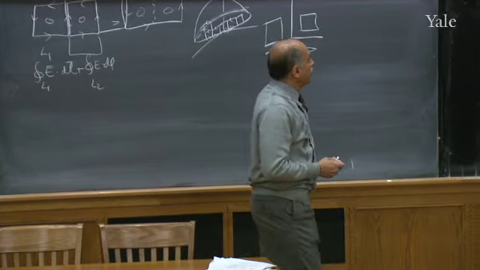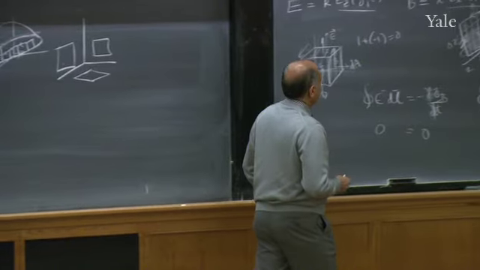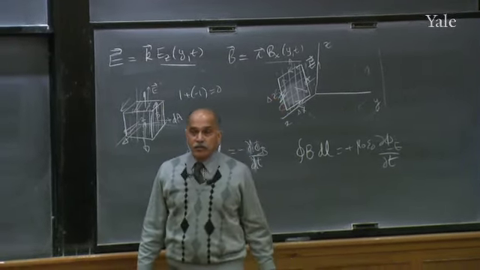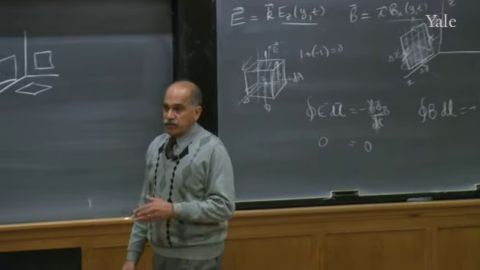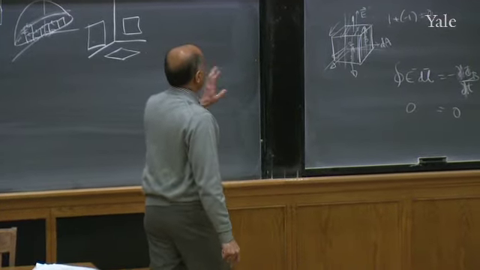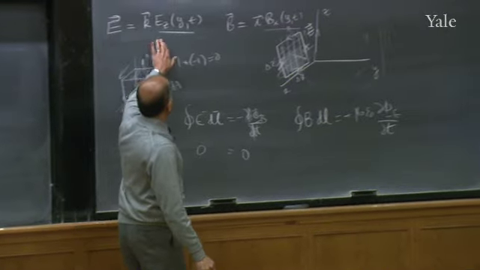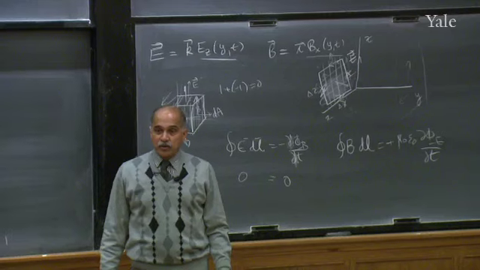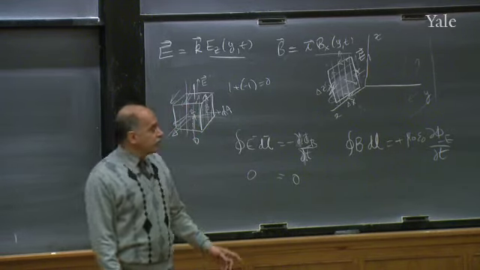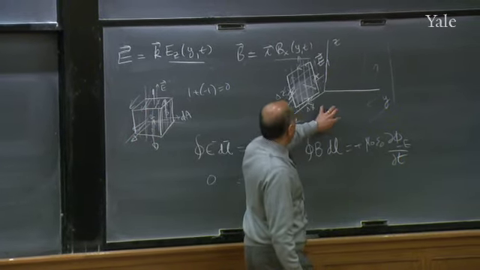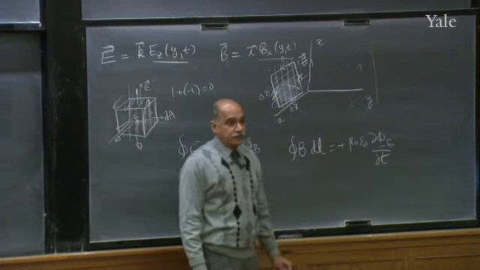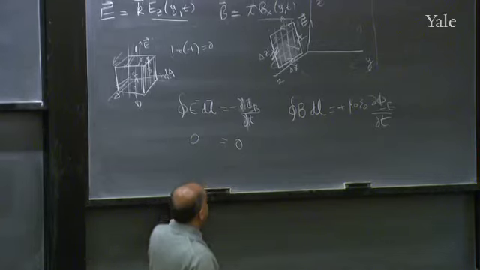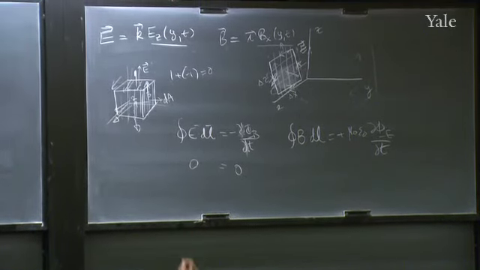But I'm not done because I still have to consider loops in this plane and loops in that plane. Because so far I've gotten no conditions at all. What this means so far is that there is no further restrictions on Ez and Bx. There can be anything you like. But I'm going to get restrictions by finally considering loops in this plane and loops in that plane. So let's see how you get a condition on one of them.